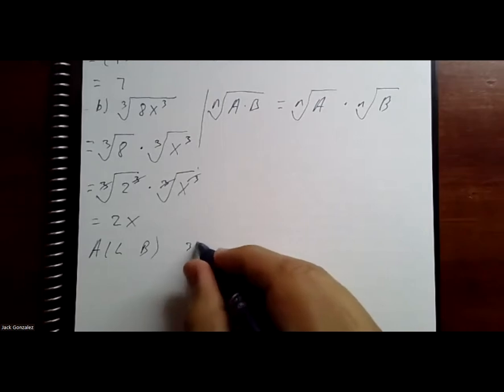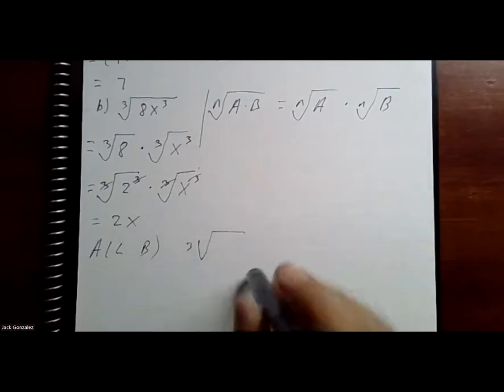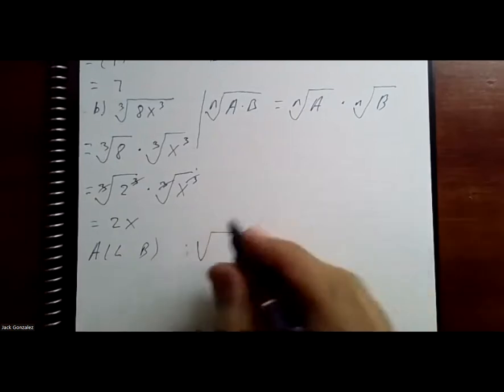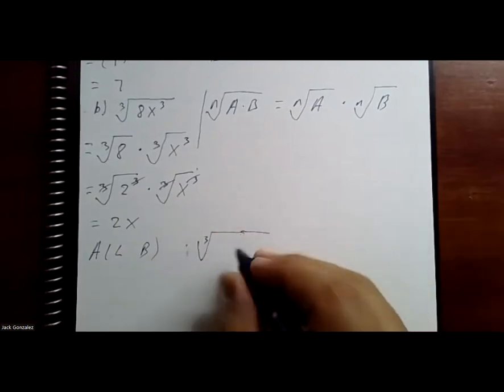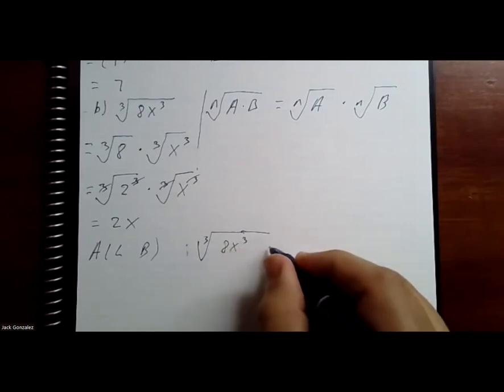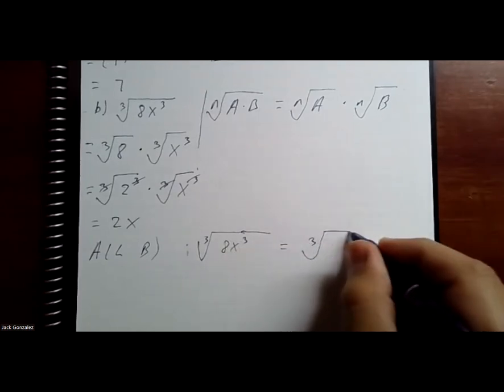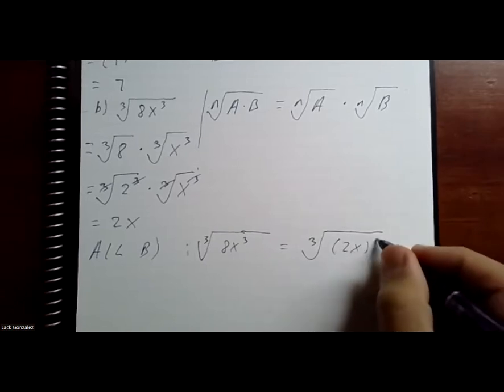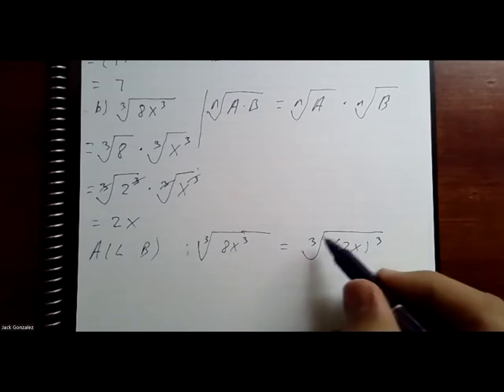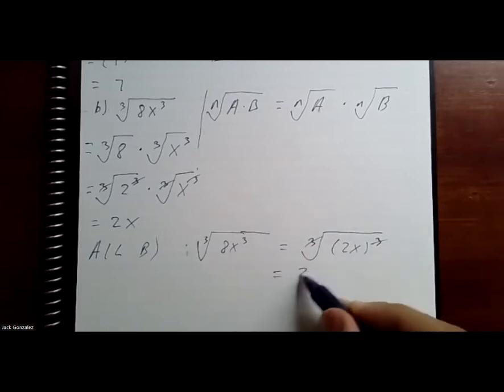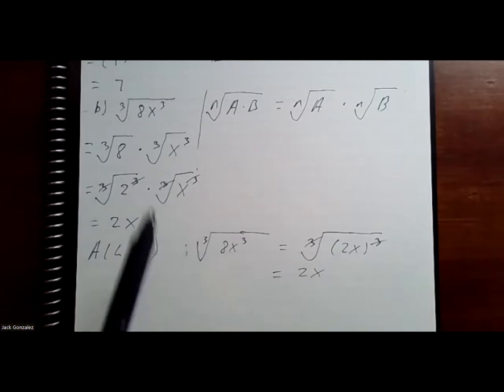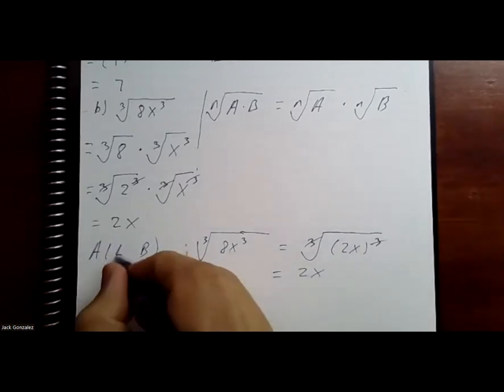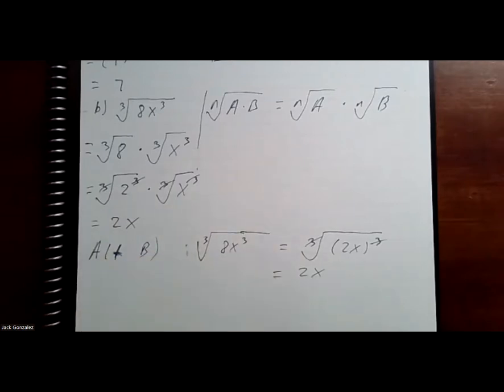You could have said, you know what, I'm going to rewrite this whole thing as 2x cubed, using our algebra skills. These will cancel and get you to the same place. So do it separately, together, it doesn't matter because we're following the properties. Any questions on B, either approach?